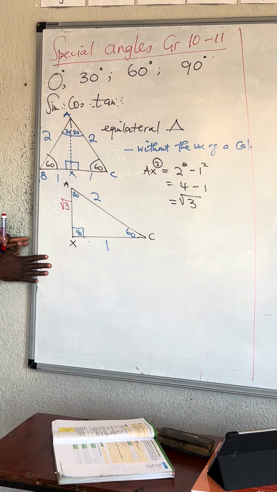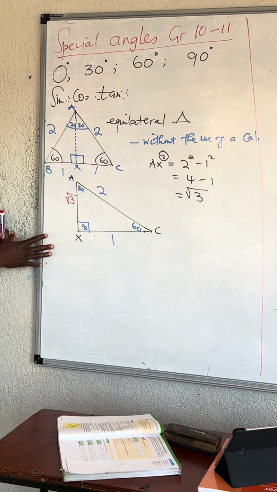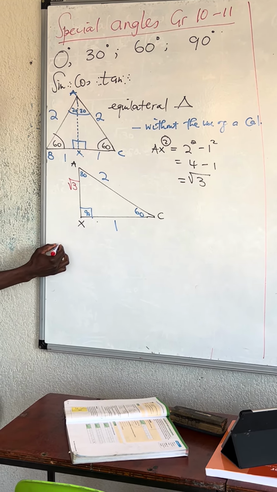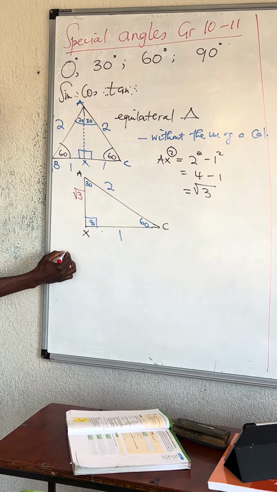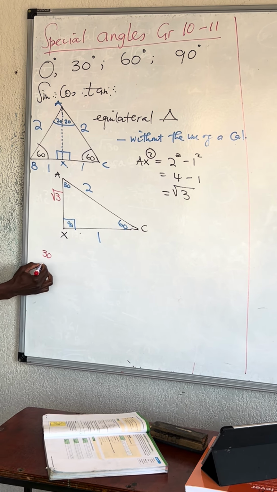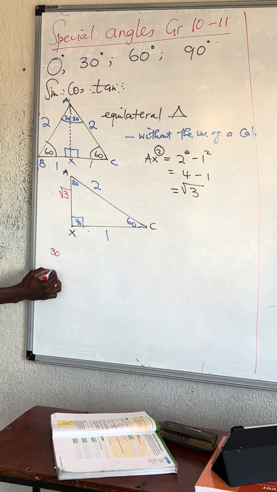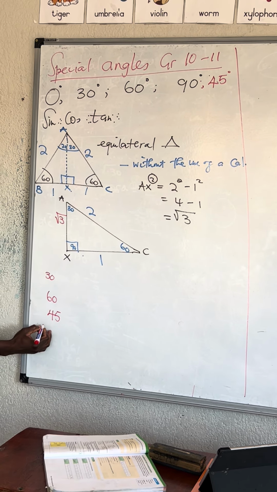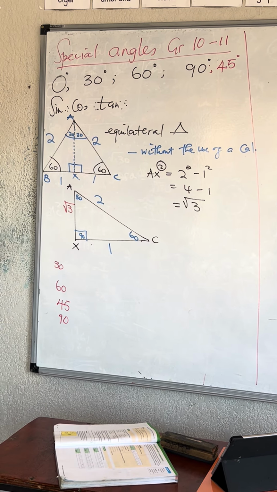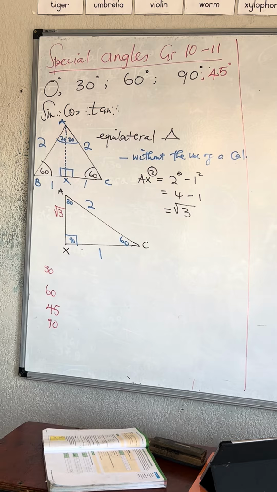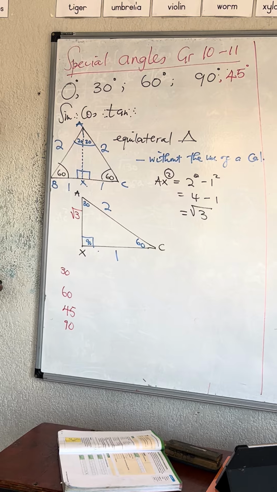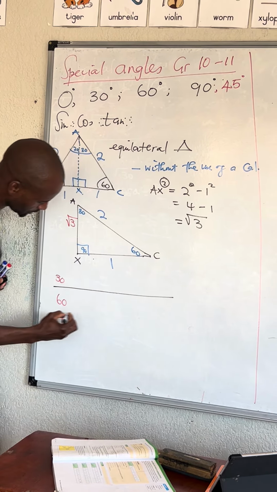So now we can come up with our angles without using a calculator. Let's say for example we are dealing with 30, 60, and also 45, which is another special angle. I forgot, 45 is also a special angle. We also have 90. I'm going to show you the 30, 60, and 45, then 0 and 90 you do by yourself.